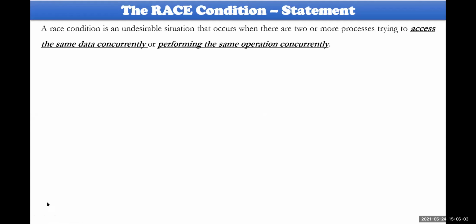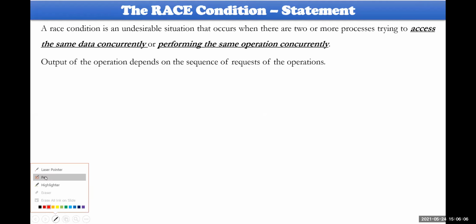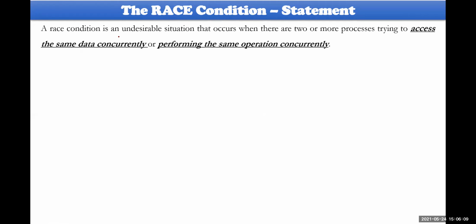What exactly is this race condition, and how does it occur in the system? Let us see. So a race condition is an undesirable condition. It is not an expected condition, and it should not be available in our system. It occurs when two or more processes are trying to access the same data at the same time, or concurrently. Accessing is one aspect.